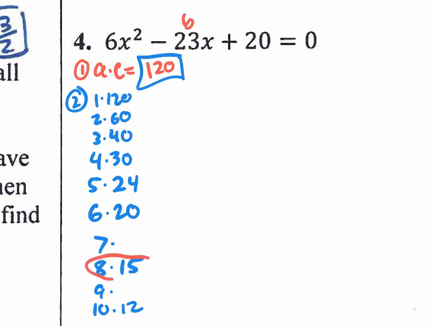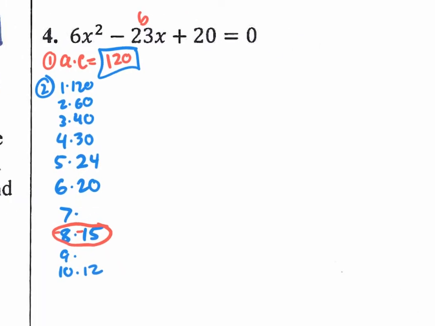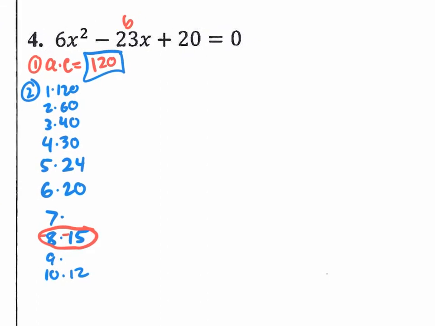And yeah, 8 plus 15, that's 23, but we want it to be a negative 23. So let's change that to a negative 8, change that to a negative 15. That's the correct pair of numbers that we want in step 2. Now, if you read step 3, it says go back and rewrite your trinomial into a 4-term polynomial. The B value is going to change from a negative 23x to a negative 8x minus 15. So we're going to rewrite the B value as these two numbers.